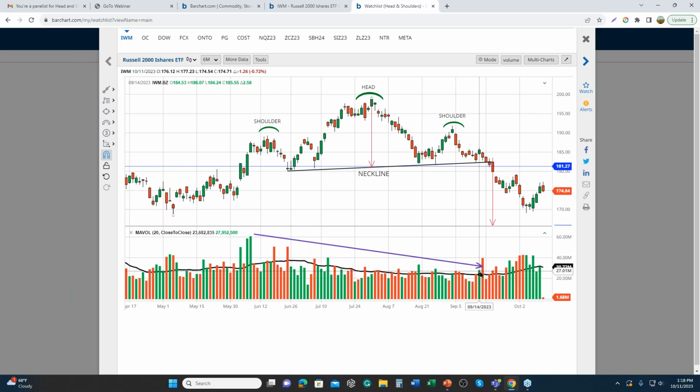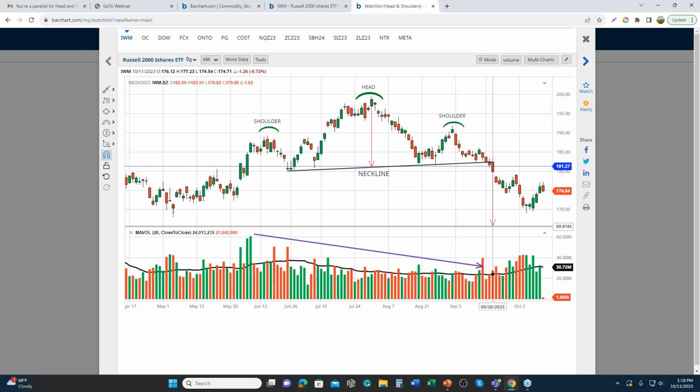Now, the break through the neckline, one of the traits of a head and shoulders is this measuring capability. And the distance of the head to the neckline can be used as a ruler, a measuring stick of the distance when price breaks through the neckline. Now, this will help us predetermine a price objective.